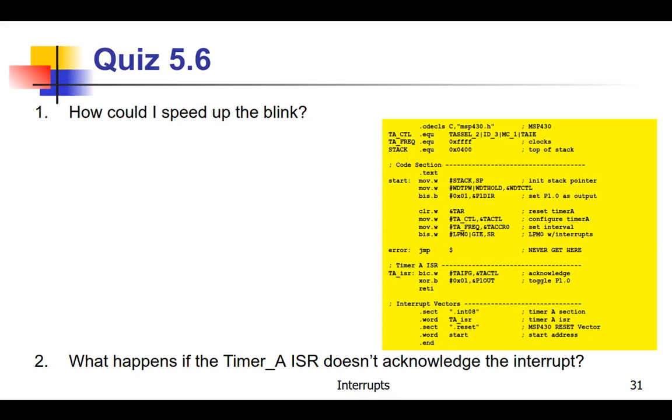So here's a quiz for you. You need to figure out how you could speed up the blink. And what happens if the timer A interrupt service routine doesn't acknowledge the interrupt. I'll let you work on this quiz now. And we'll say that's enough for this video.